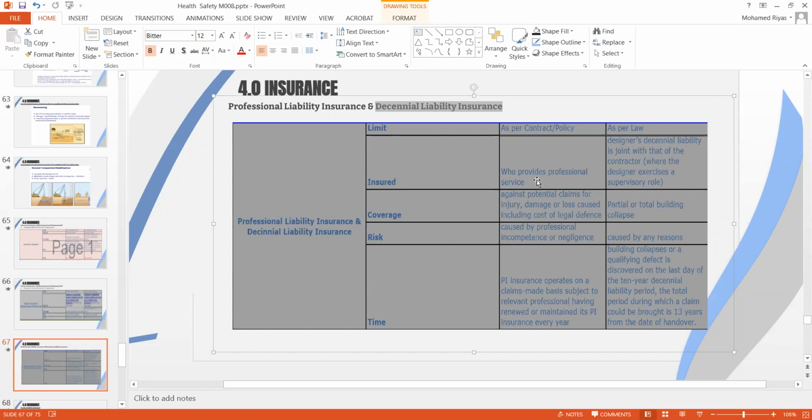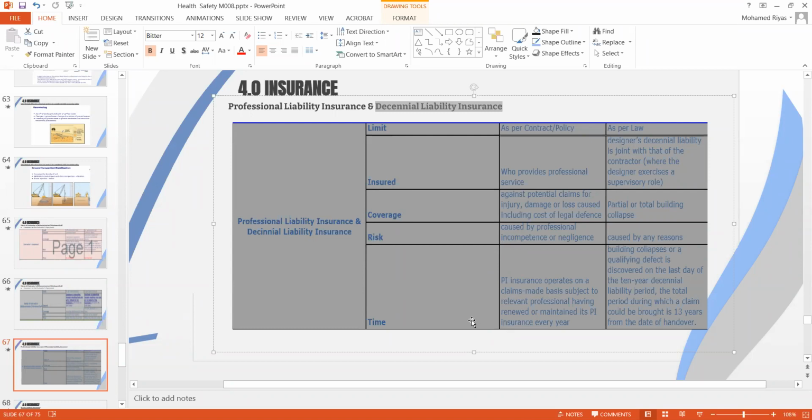The second is the insuring party. For professional liability insurance, the firm who designs will provide the PI insurance. But for designated liability, it is a joint insurance with the contractor; the leading designer will take care of the insurance together with them, and the designer will play the supervisory role on the insurer. The coverage, as we discussed, is limited for PI. Designated liability is set to the full cost of the total project cost, or the reinstatement cost, we can say, or rebuild cost. The risk is any reason for designated liability. For PI insurance, you need to prove that there is professional negligence or professional incompetence that played a role.